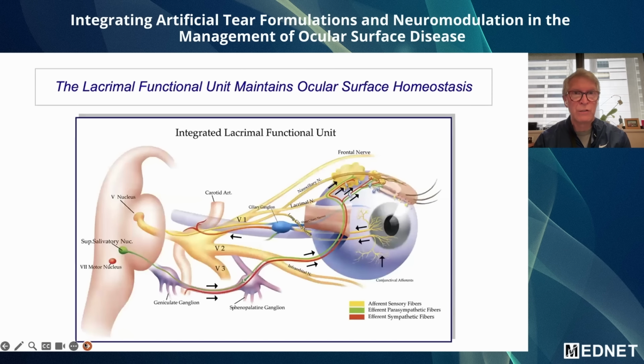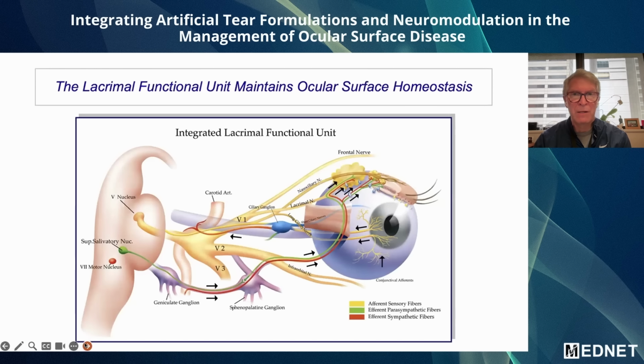The lacrimal functional unit maintains ocular surface homeostasis, and it consists of both an afferent branch, which are sensory branches of the trigeminal nerve that densely innervate the cornea, as you heard about from Dr. Pitha, and they travel to the trigeminal ganglion in the pons, and then they synapse with cortical regions as well as other areas in the brainstem, including the secretory and motor nuclei of the seventh nerve, which represent the efferent branch of the lacrimal functional unit.